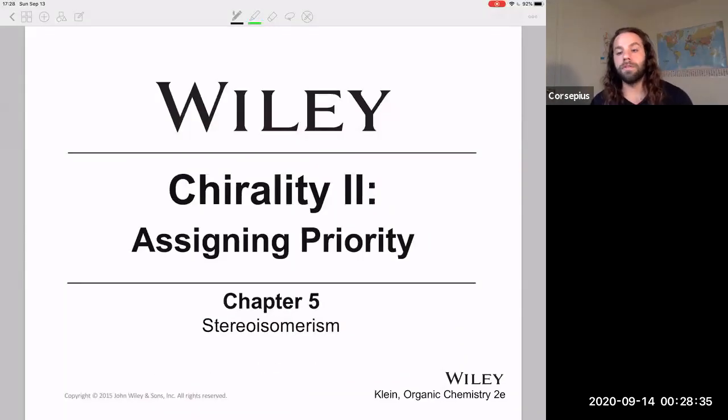All right, so now the next step is going to be assigning priority to those different groups. Remember, how do you spot a chiral molecule? It has a stereocenter. What is a stereocenter? It's a carbon that's bound to 4 different things. So now we're going to look at those 4 different groups and assign priority to them, meaning we're going to rank them 1, 2, 3, 4. This is an important skill that we're again going to be using in our classification system.